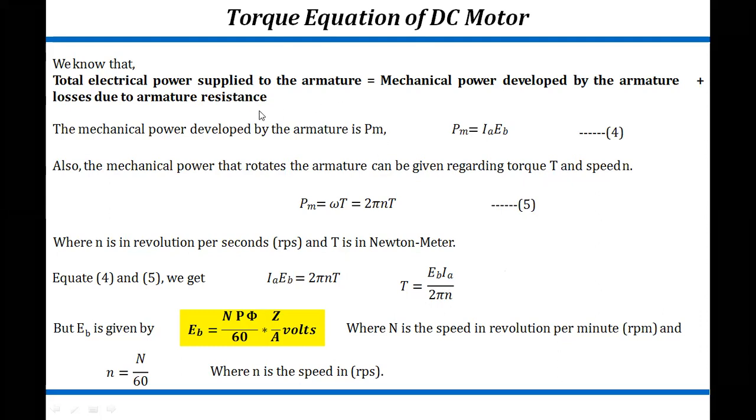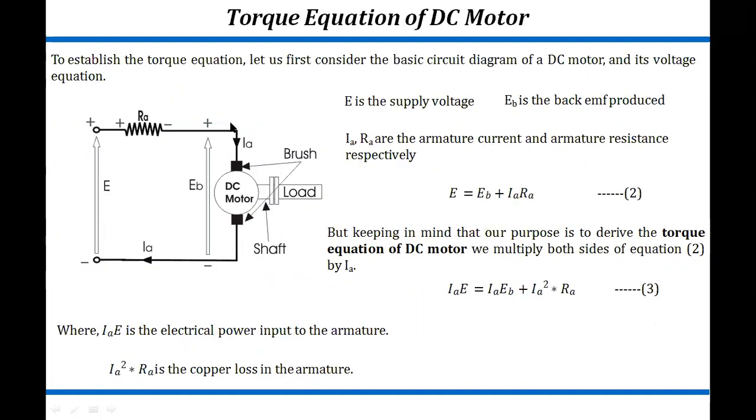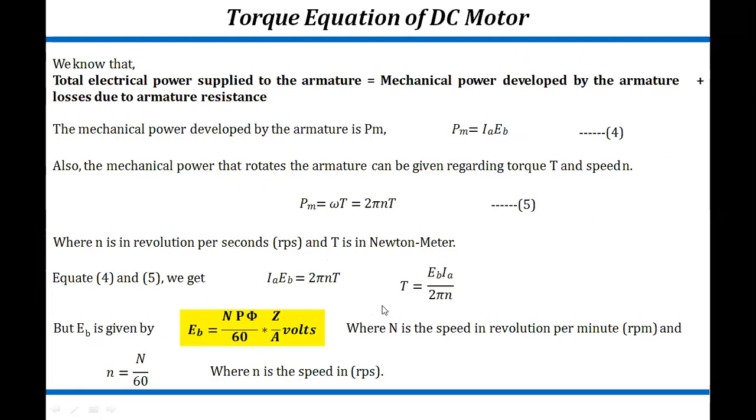And what are we saying? Mechanical power is nothing but equal to IA EB. So we can write PM in the form of torque and angular velocity, because from the circuit diagram of the DC motor we get this equation for power: P equal to IA into EB. But what we know about the mechanical power is that it is the multiplication of angular velocity and the torque. So we can equate these two equations.